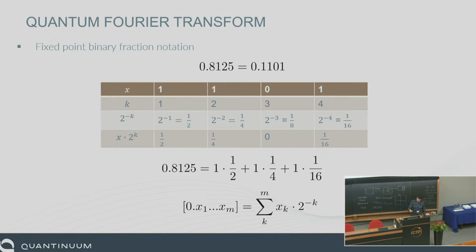Whenever there are square brackets in my notes, this is a binary fraction, so just be really careful with that. This really did confuse me a lot. So maybe I'll leave this for a second because it's really central to the quantum Fourier transform.